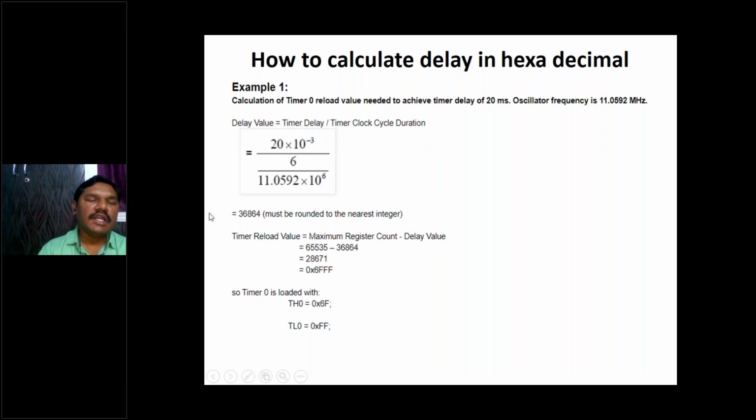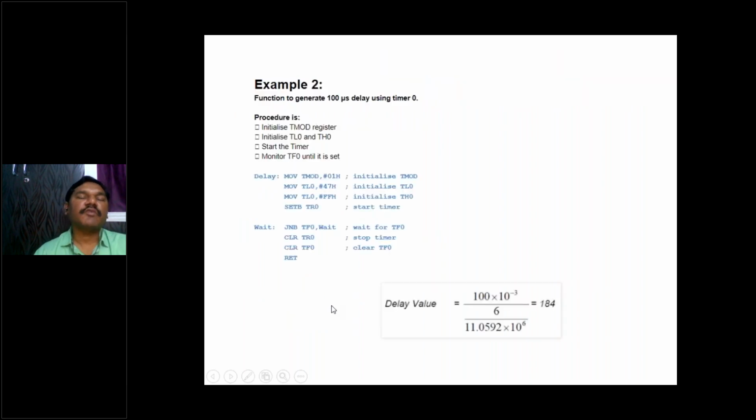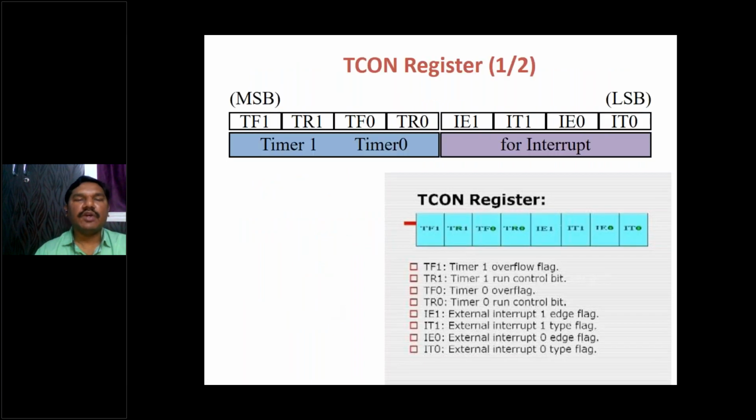Okay, how to calculate the delay value in hexadecimal? So 65,535 minus the delay value 36,864 is equal to 6FFF. Timer 0 is loaded with TH0 and TL0. The last two digits FF are the lower bits of the timer, and 6F is the higher byte. So TL0 and TH0. Okay, so this is one more example, and a TCON register.